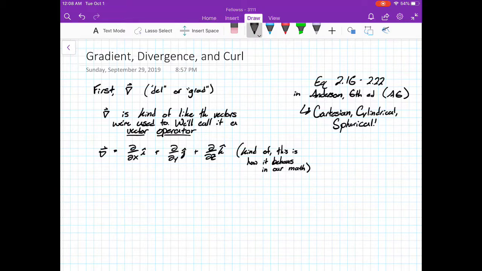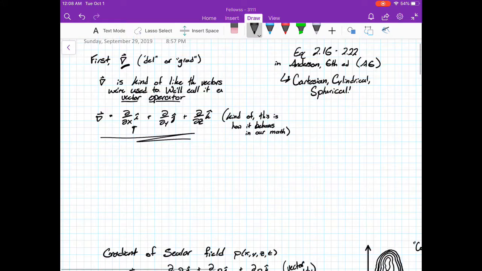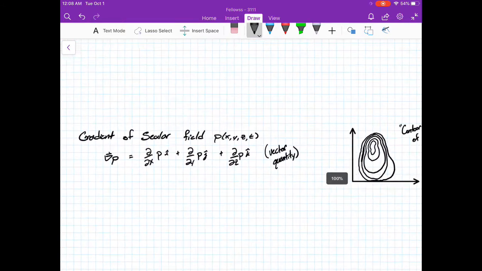So first I want to talk about this del operator, right? Sometimes it's called grad, I call it del. And del is kind of like a vector, but it's more like a vector function or a vector operator because the things it applies to, it doesn't really get multiplied by. It operates on them, it differentiates them, right? So this is kind of the vector form it takes. And when we use it in math, we take the partials of whatever ends up in the component with it, right?